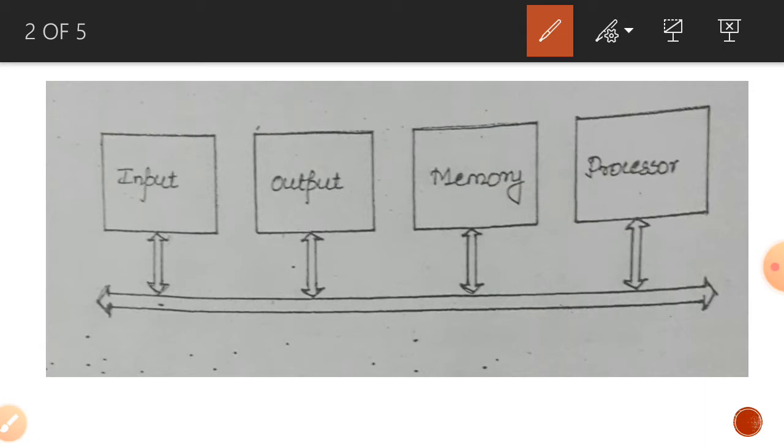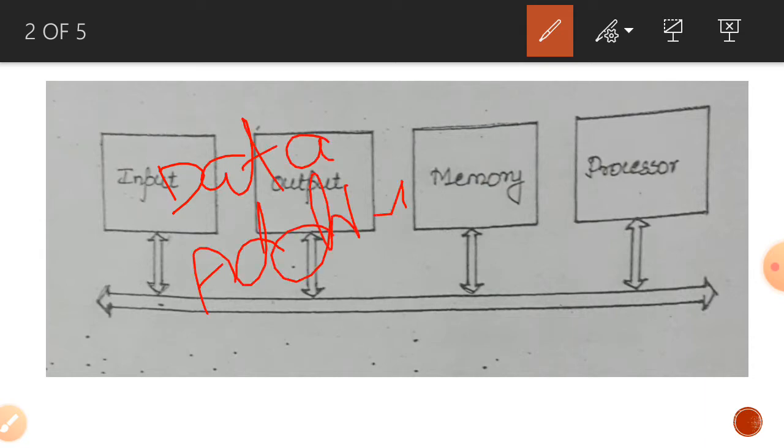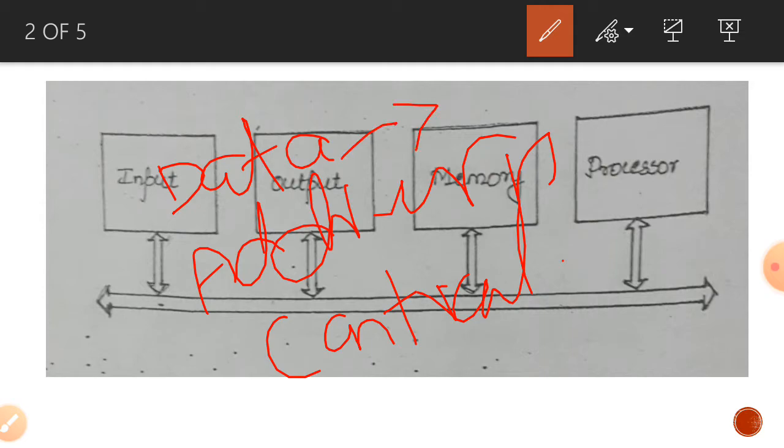There are three types of bus: data bus, address bus and the control bus. The data bus carries the data or any information. The address bus carries the address of the memory location, and the control bus carries the signals.